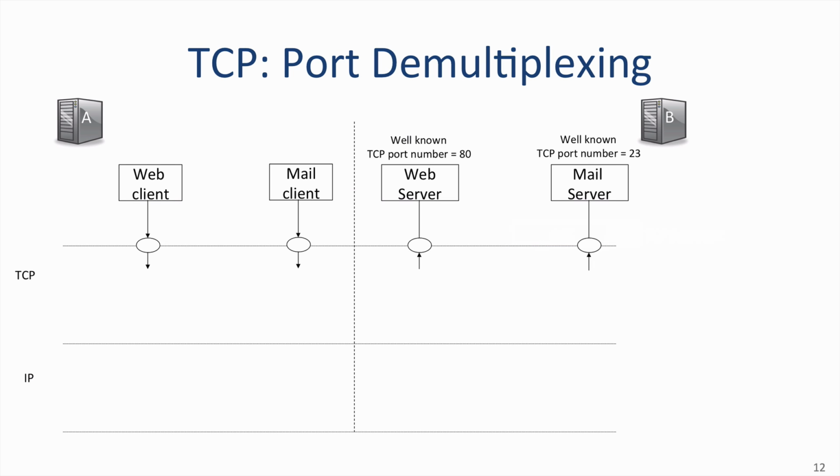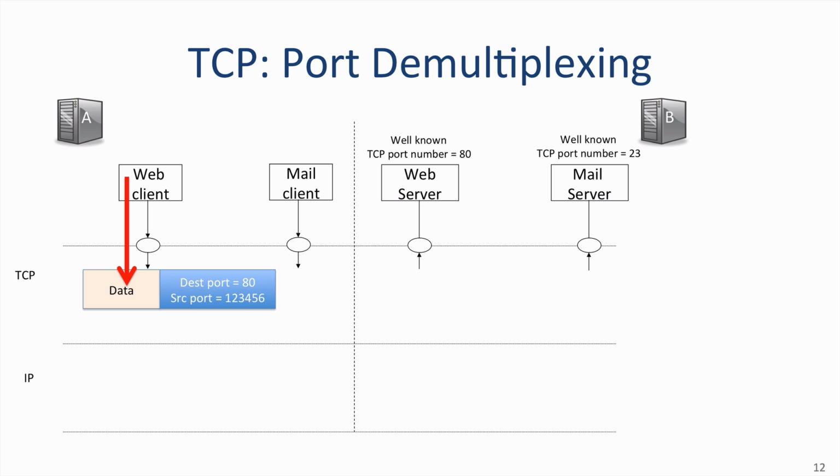Let's summarize how TCP port numbers work. Imagine that host B on the right offers 2 services, a web server and a mail server. When the web client, for example, a Chrome browser on host A, wants to request a page from the web server on B, it sends the data to TCP. We'll assume TCP has already established a connection with B, so now it just needs to send the data.